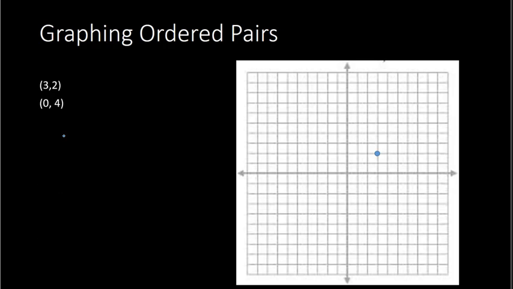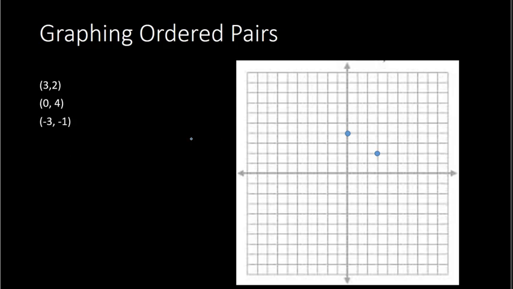Next, we have (0, 4). Now be careful when you have 0 for something. Make sure that you're going in the right direction. So here, x is 0, which means it does not go left or right. 4 is your y value, which means it goes up 4 because 4 is in the positive direction. So it does not go left or right, but it goes up 4, which would take me right here.